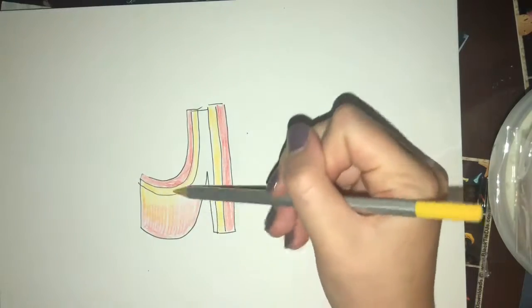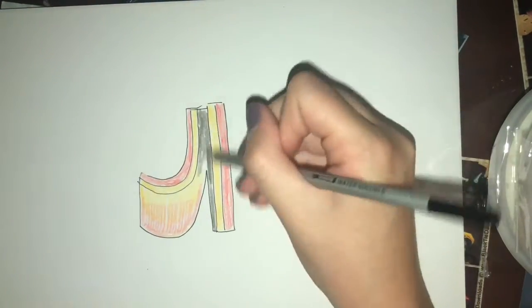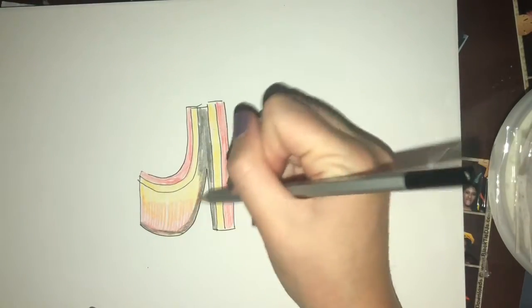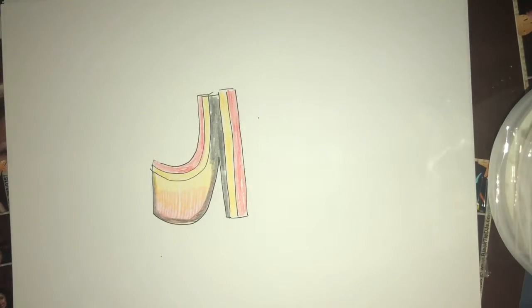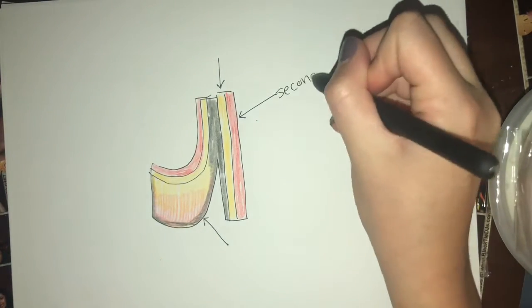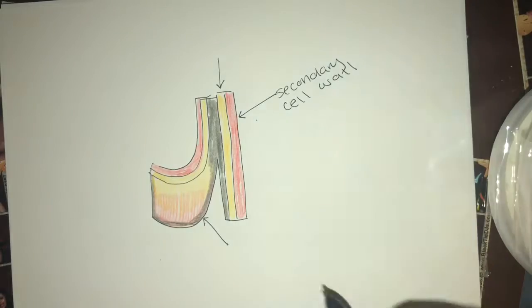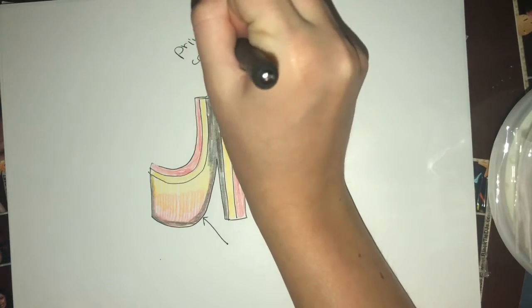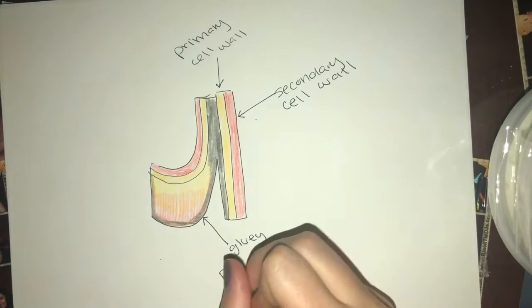As I'm coloring, the yellow part is the primary cell wall, the red part is the secondary cell wall, and the black part is the gluey pectin layer of the cell wall. As you can see, I'm just simply writing everything out and labeling everything so it's easier for you to see each part of the cell wall.